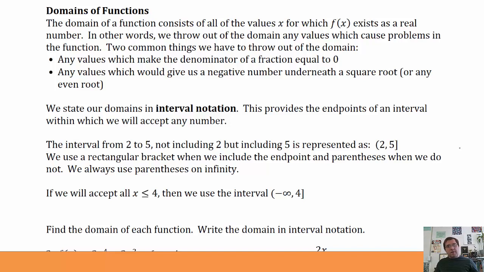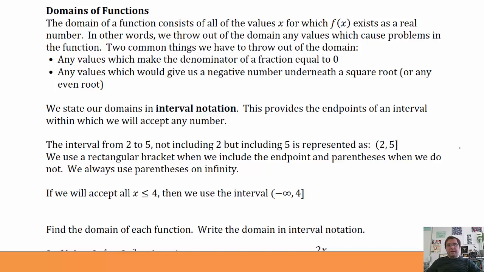Right now, 2 common things that can cause problems for our domain are values that make the denominator of a fraction equal to 0, because dividing by 0 makes it undefined. That's a problem. And any values which would give us a negative number underneath a square root, or a 4th root, or a 6th root, or an 8th root, any even root, because we cannot take the even root, including the square root, of a negative number and get a real number. We get an imaginary number, but we're not interested in those yet.